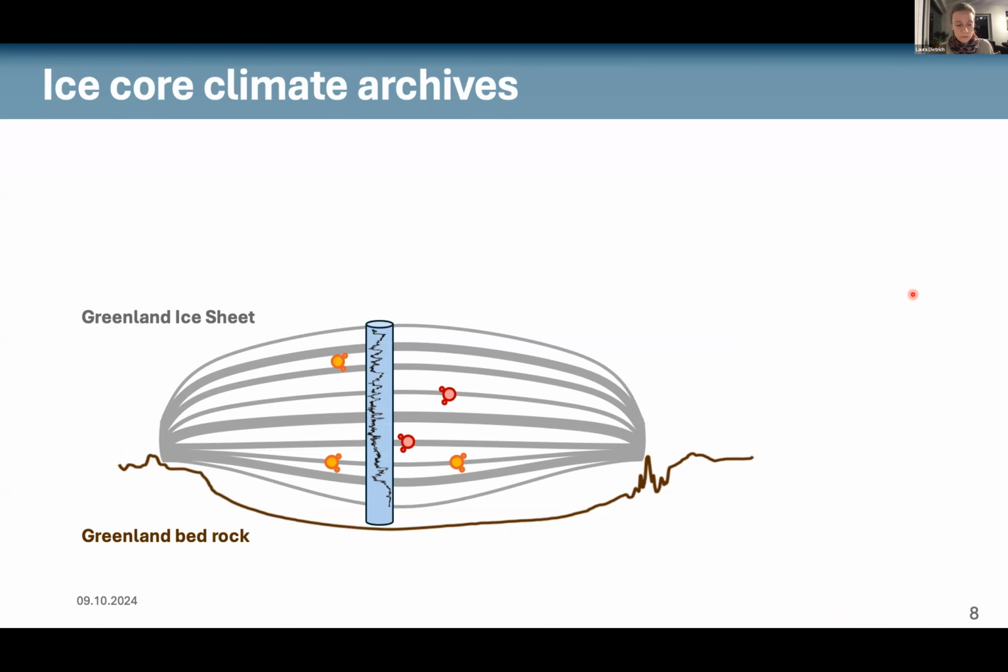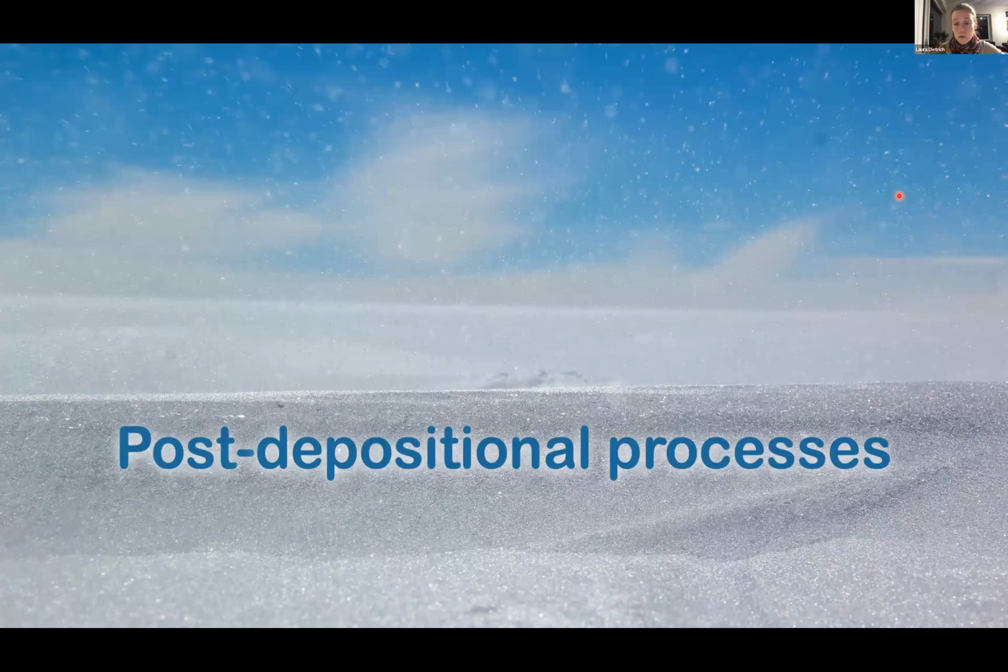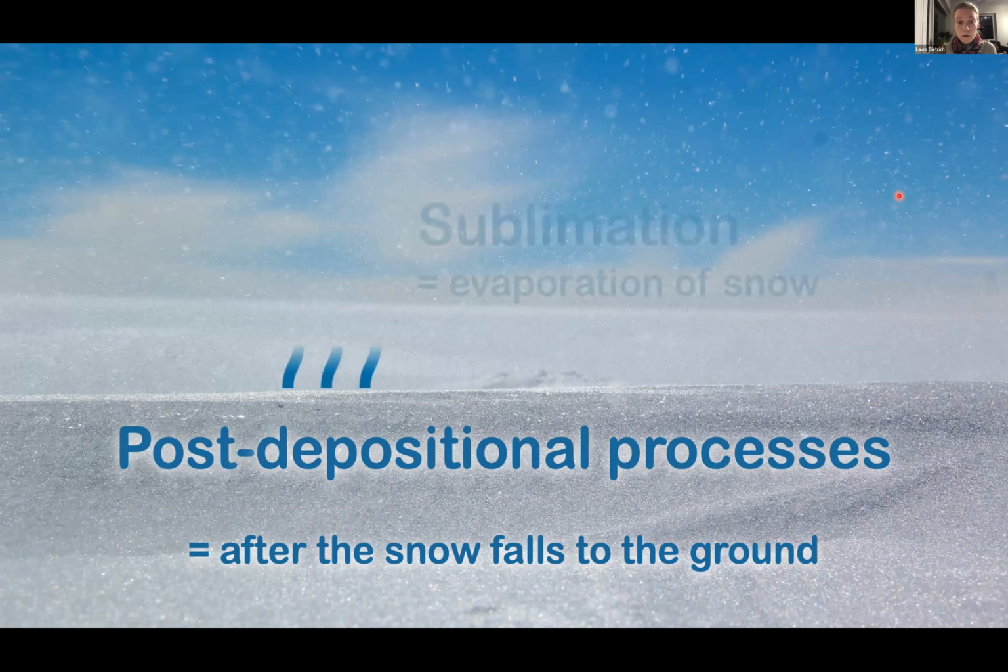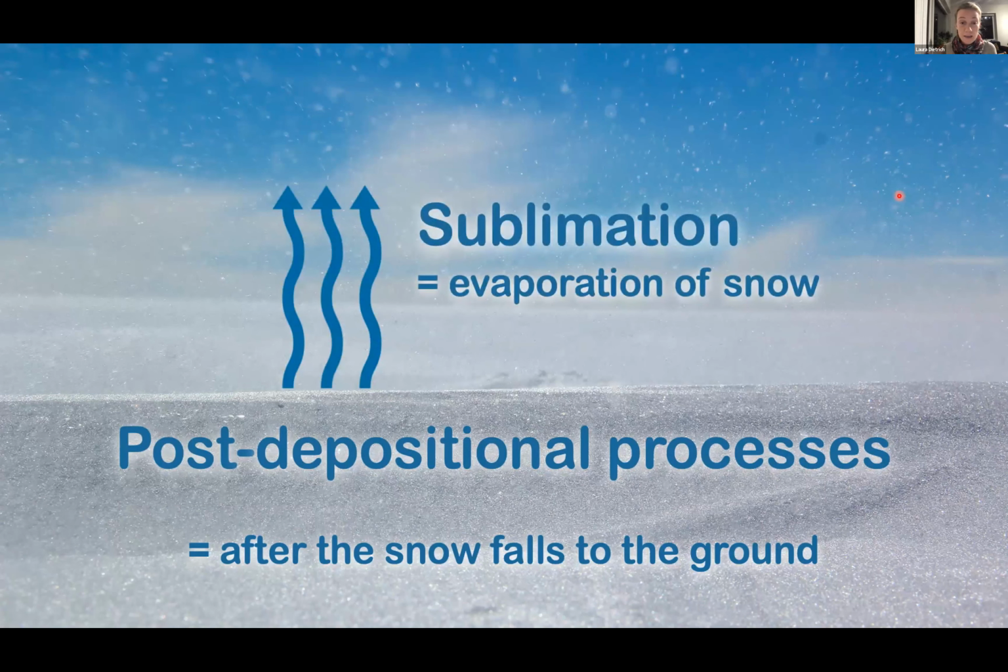However, this general assumption that is usually used to interpret ice cores is neglecting one big part, which is, of course, that the snow, when it falls to the surface, is still exposed to the atmosphere for quite a long while, and a lot of processes are happening there, and these we call post-depositional processes. Post-depositional is basically a smart word for all the processes that happen after the snow falls to the ground. And these post-depositional processes can impact the isotopic composition of the snow while still being on top. One such process could be, for example, sublimation of snow, which is like the evaporation of snow.